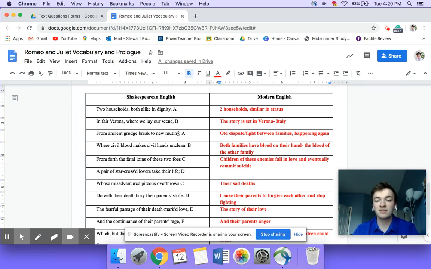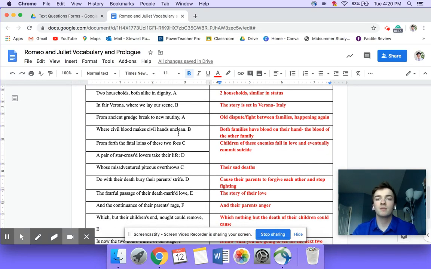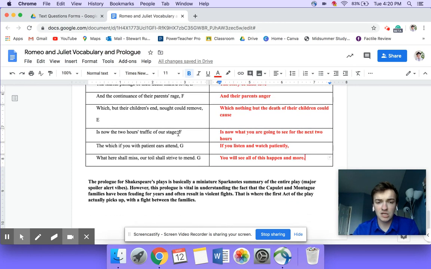I really like this. Basically, the prologue is like a movie trailer. It says, here's what you're going to see. Come see it or not. And then the play itself will start. So like I mentioned, it says here at the bottom, the prologue for Shakespeare's plays is basically a miniature SparkNote summary. It helps us understand the fact about the two different families that are fighting for years and often result in violent fights. And that is where the first act of the play usually picks up.